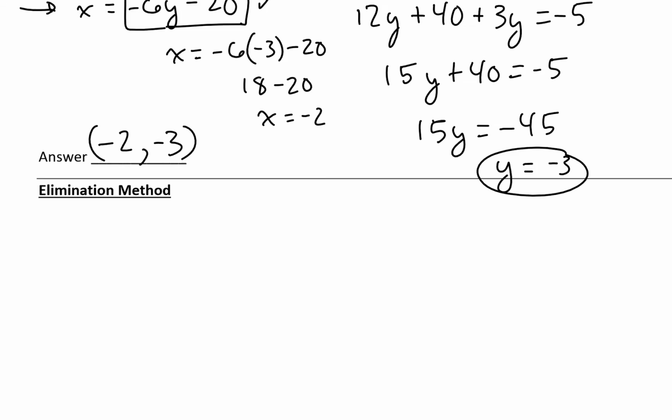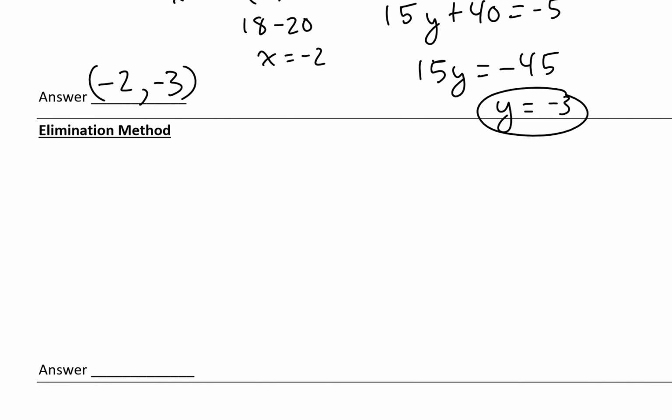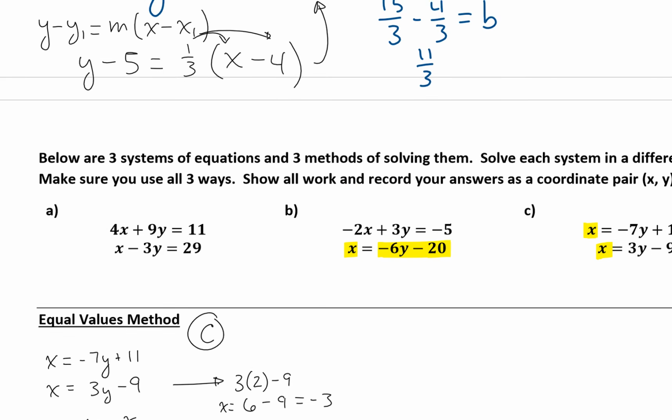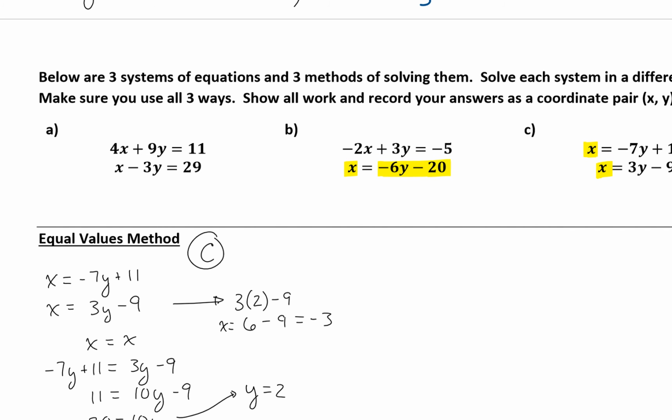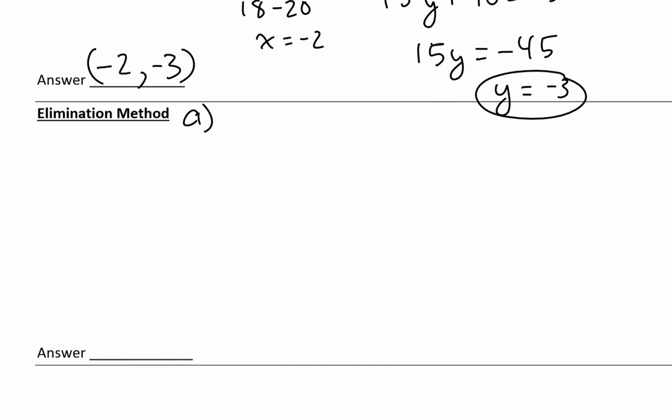So the only one we haven't done is A, and A needs to be done with the elimination method. So let me go back up and look at it real quick. A was 4x plus 9y equals 11, and x minus 3y equals 29. So again, I'm going to rewrite that: 4x plus 9y equals the number 11, and then below that I'm writing x minus 3y equals 29.